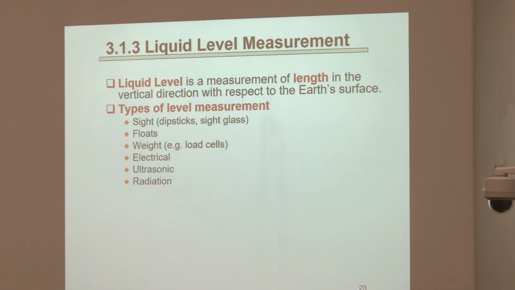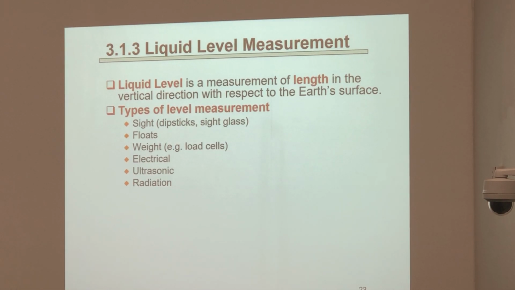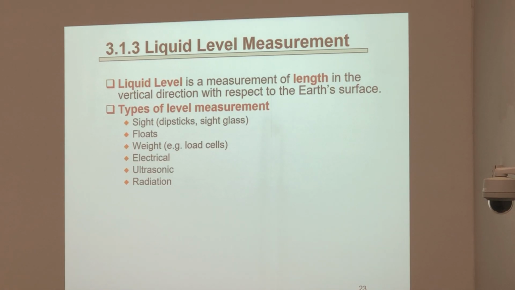148? 148 is like what? Okay, not 188. 117 something. Okay, so the level from the Earth's surface, alright?